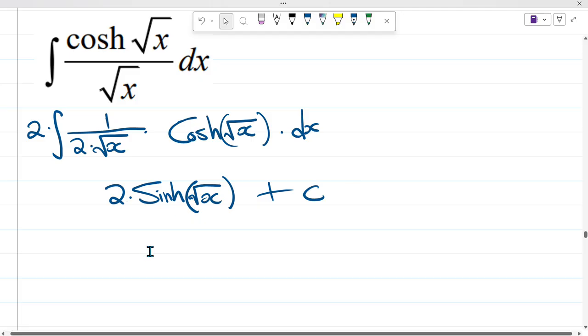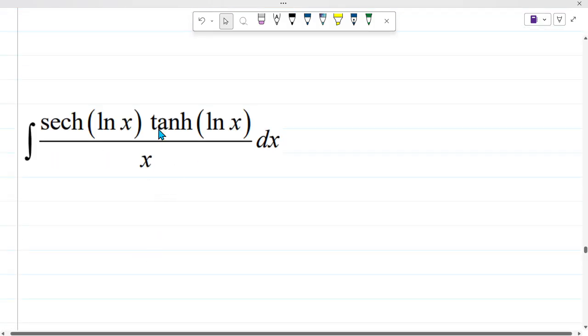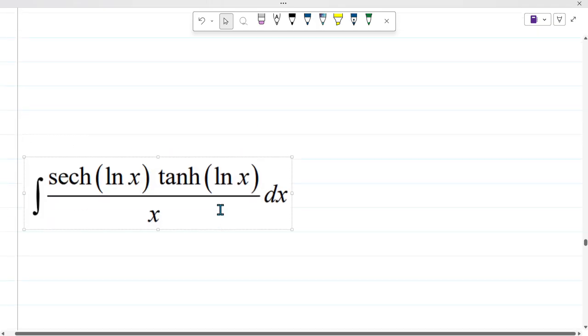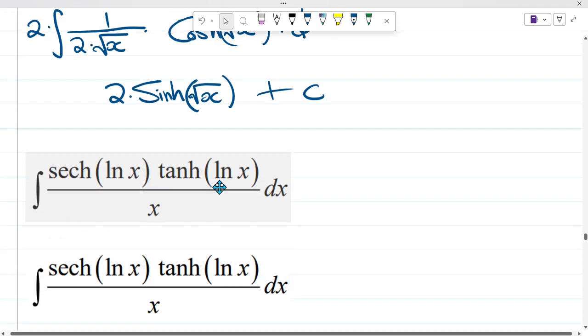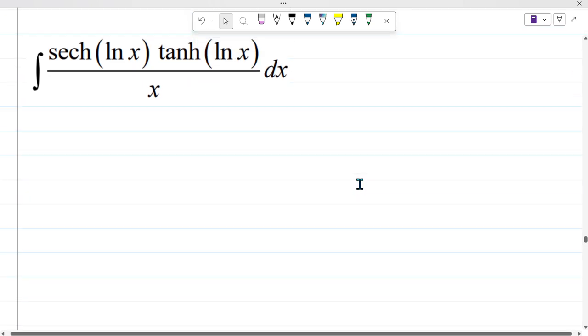Makes sense, right? It should make some sense. It should. It should make sense. All right.